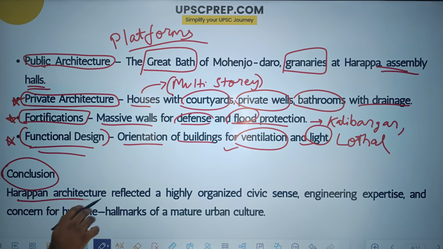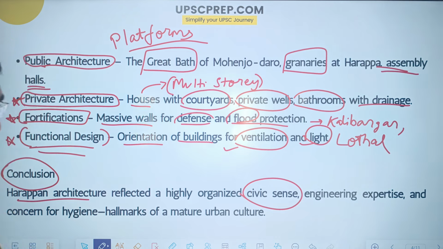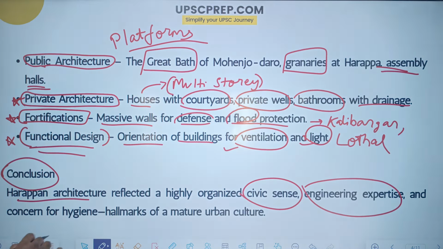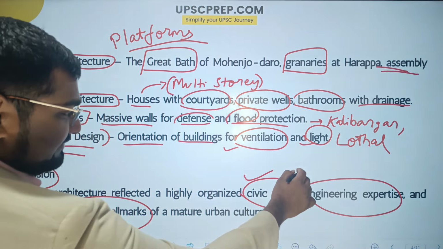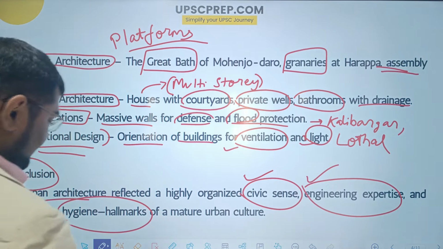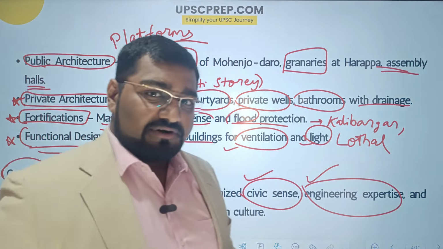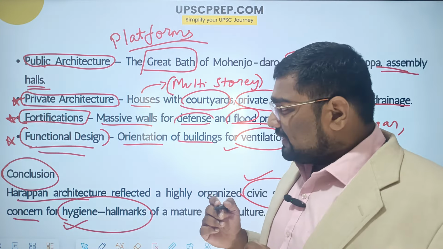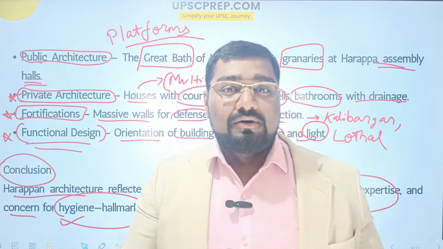You can talk about how Harappan architecture reflected a highly organized civic sense, engineering expertise, and concern for hygiene hallmarks. So guys, see, these are the keywords: civic sense, engineering expertise, hygiene hallmarks, right? So try to utilize such keywords. On the basis of these keywords only, the examiner is going to check whether you have mentioned them or not.